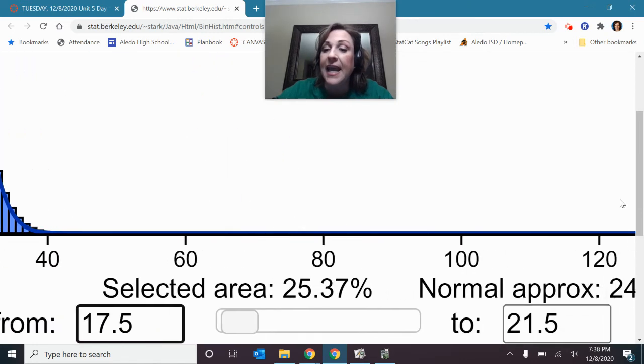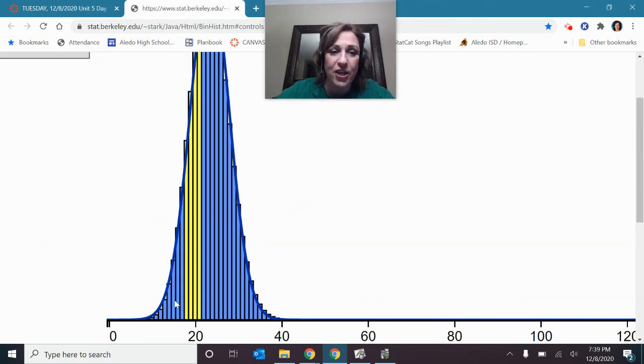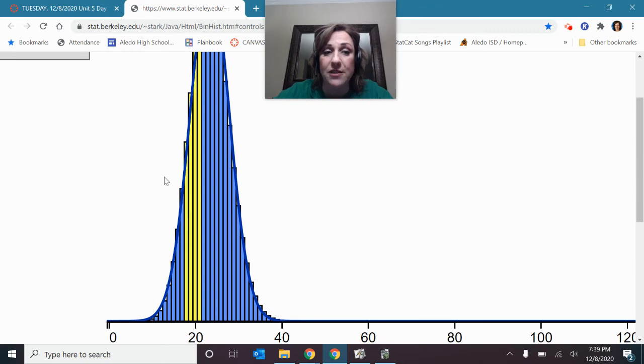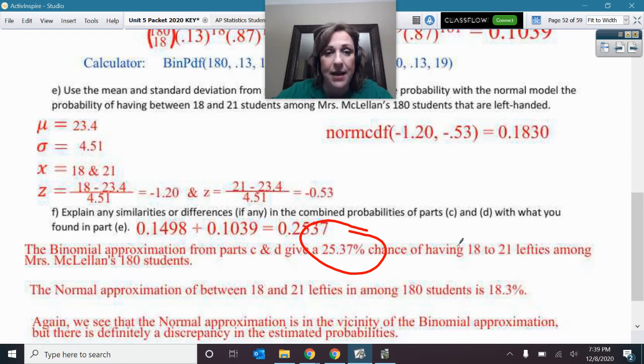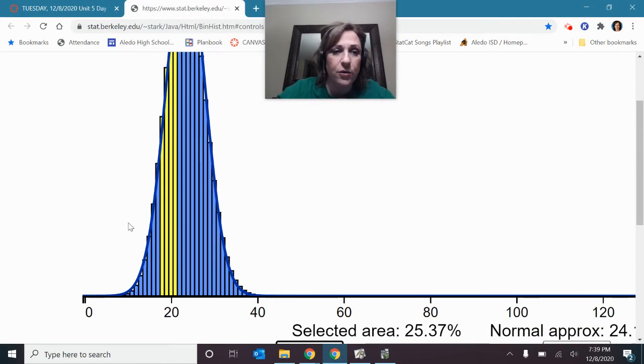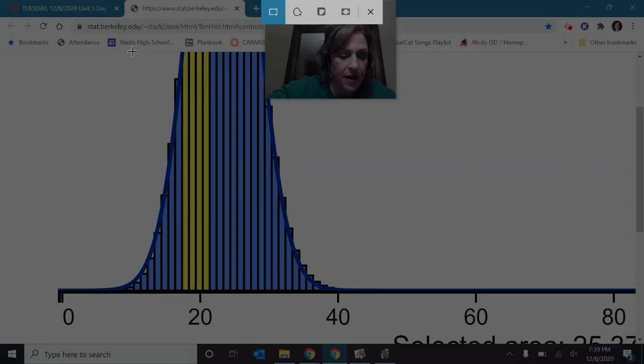Now, if I do the normal model from that 17 and a half to 21 and a half, look at how close that is. It is almost a percentage point off, but that's also probably a bigger discrepancy because we're closer here towards the mean, closer into the middle of it. But anyway, when I had done my approximation from 18 to 21, that would be a little bit off.